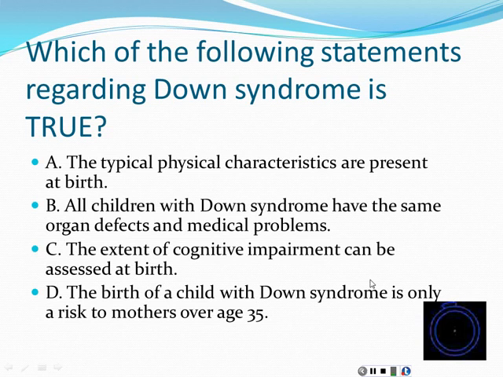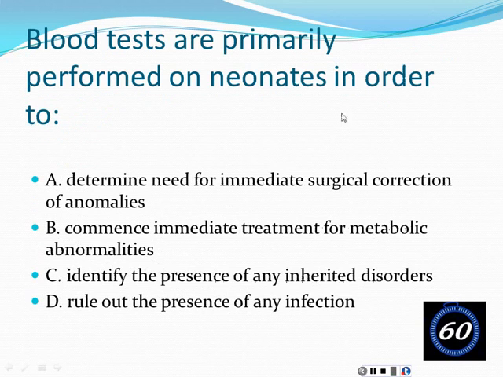All right. And there was something else I wanted to talk about. Okay, so D, don't get tricked on this one. Just because the risk goes up after age 35, a woman of any age can have a Down syndrome baby. Even adolescents can. So don't get tricked into thinking that. It's just the risk goes up the older the mom is. All right. So blood tests are primarily performed on neonates in order to do which of those things?